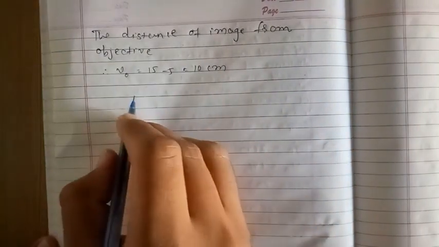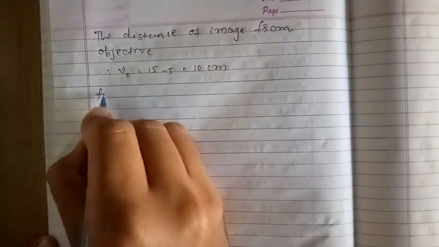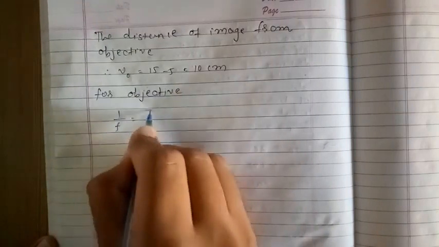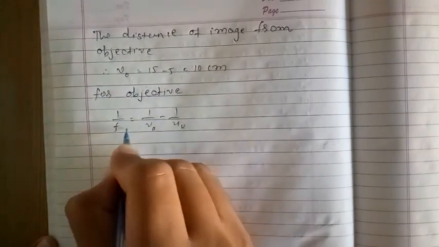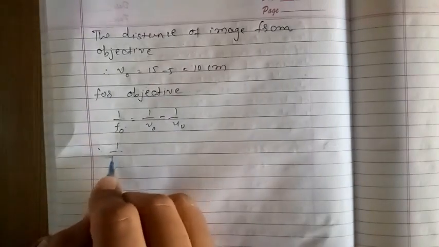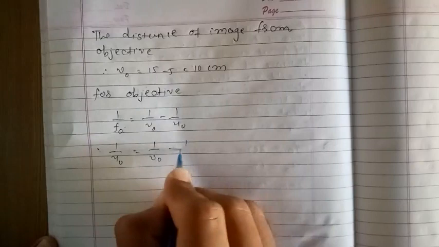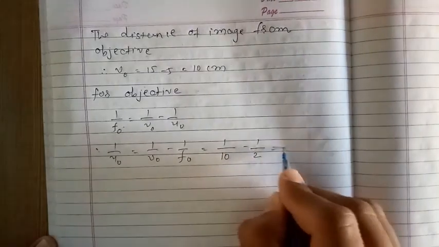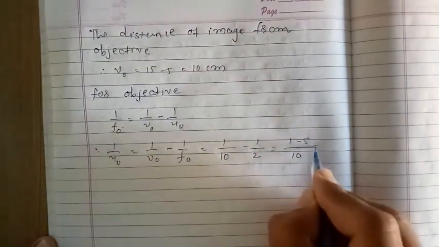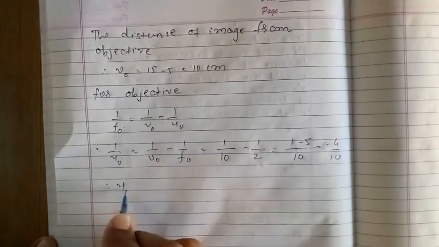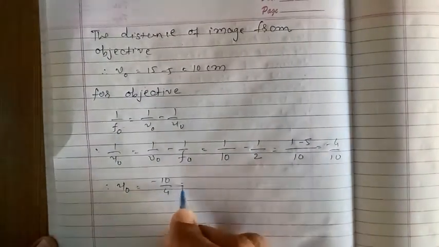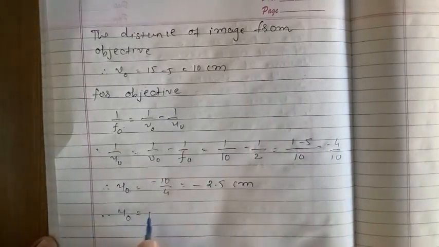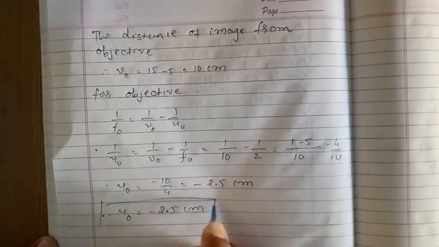So from the lens formula for objective, 1 by F is equal to 1 by V minus 1 by U, but for objective it is FO, VO, UO. So 1 by UO is equal to 1 by VO minus 1 by FO. So 1 upon VO 10 minus 1 upon 2. Here the LCM is 10, so 1 minus 5, so minus 4 upon 10. So UO is equal to minus 10 upon 4, so minus 2.5 centimeter. So we get an object distance from objective of minus 2.5 centimeter. Right.